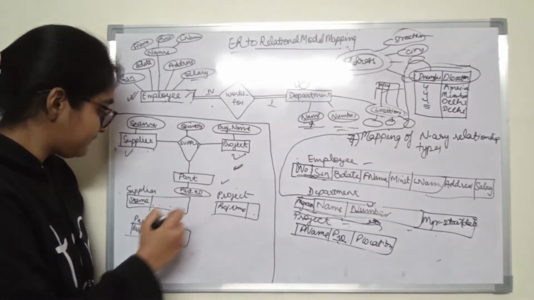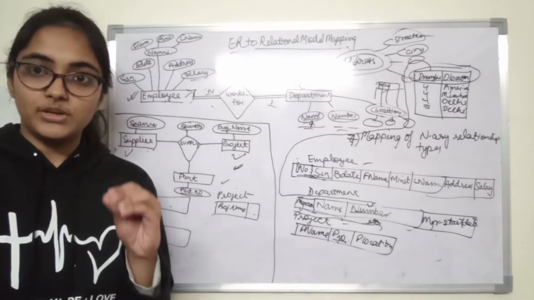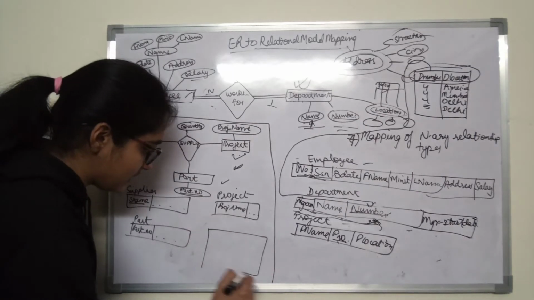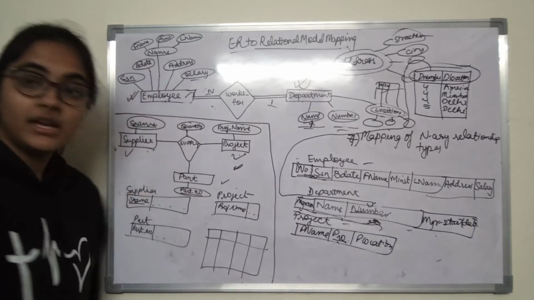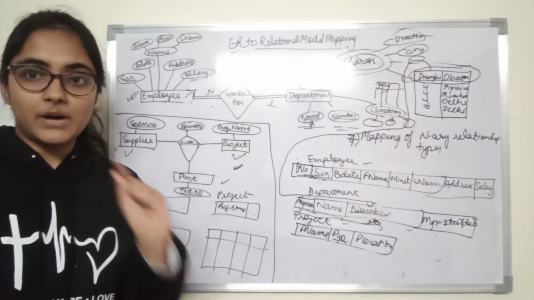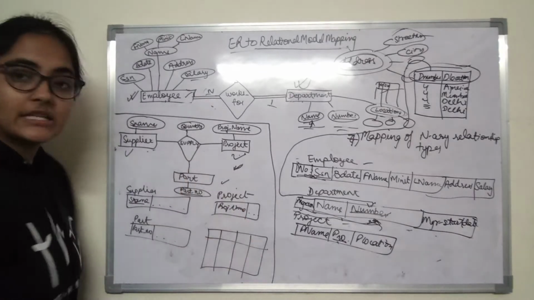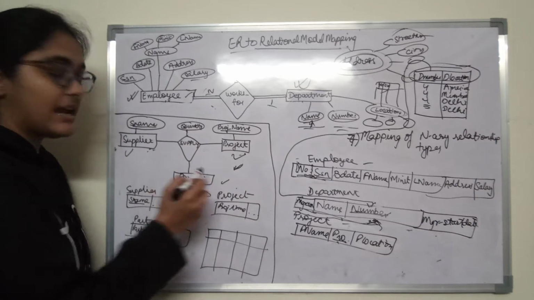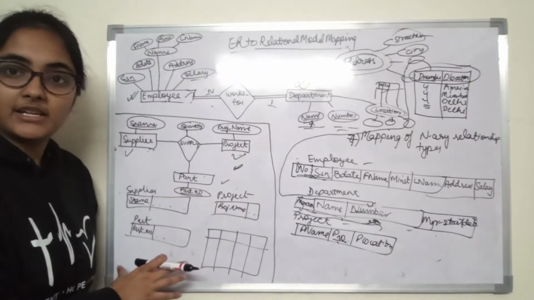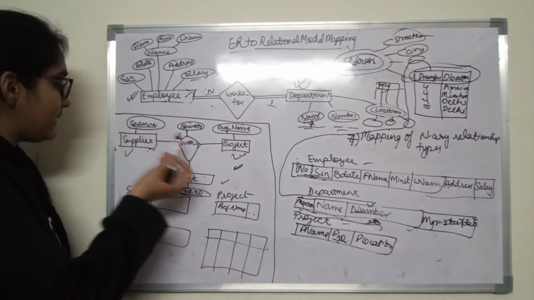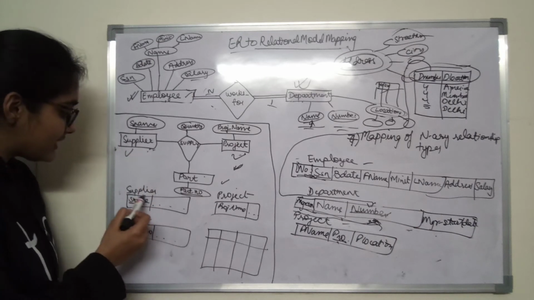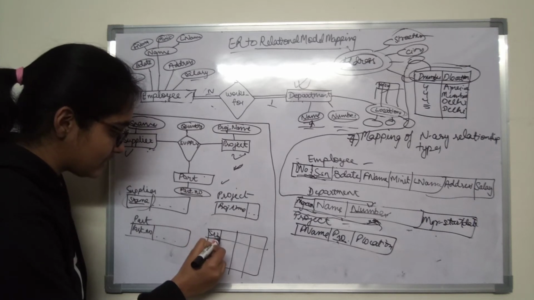So in order to represent an N-ary relationship type, we again create a new relation. For every N-ary relationship type we create a new relation. In this new relation we will include, as foreign key attributes, the primary keys of the relations corresponding to the participating entity types. Here the participating entity types are project, supplier, and part. Whatever primary key is there for these participating entity types' relations, we will include as foreign keys. For the supplier relation the primary key is S name, so we include S name as a foreign key in this relation.